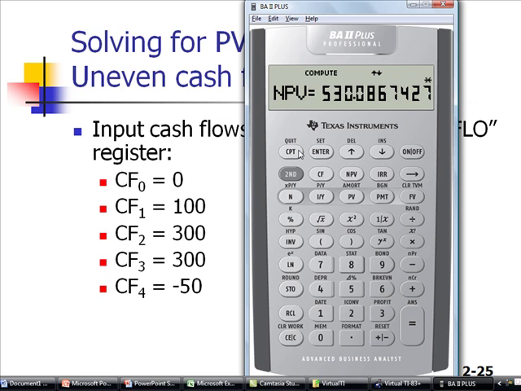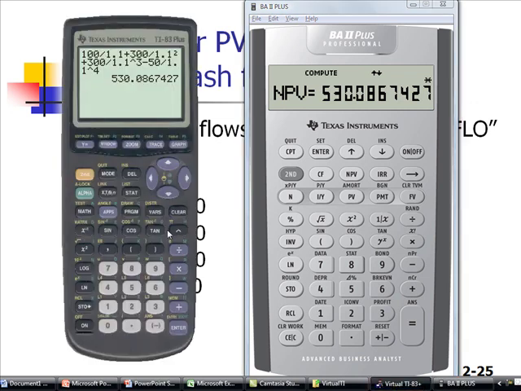Okay, is there a way to do this on the graphing calculator? The answer is yes, although you'll have to follow the instructions carefully. Obviously, one way you could do it is just cash flow by cash flow. There's nothing wrong with that approach, and in fact it's a good idea because it keeps you on track as far as the mathematics of what's going on. But there is a built-in NPV function on the graphing calculator, just like there is on a TI BA2 Plus.